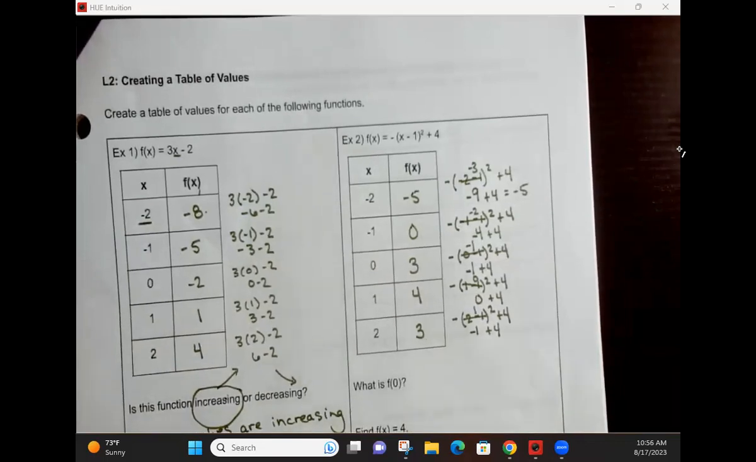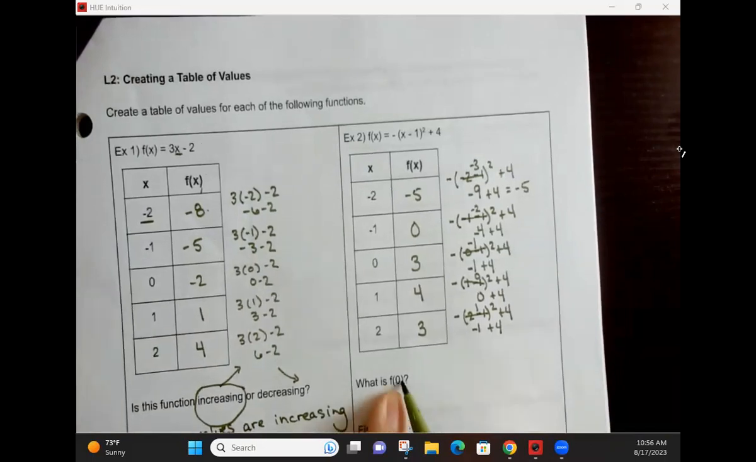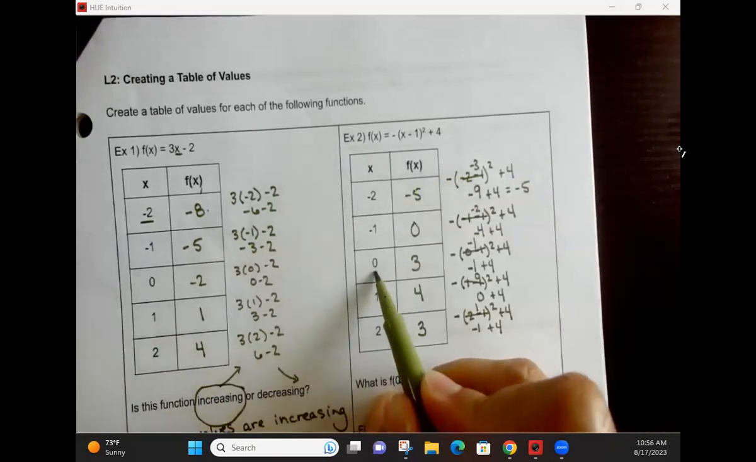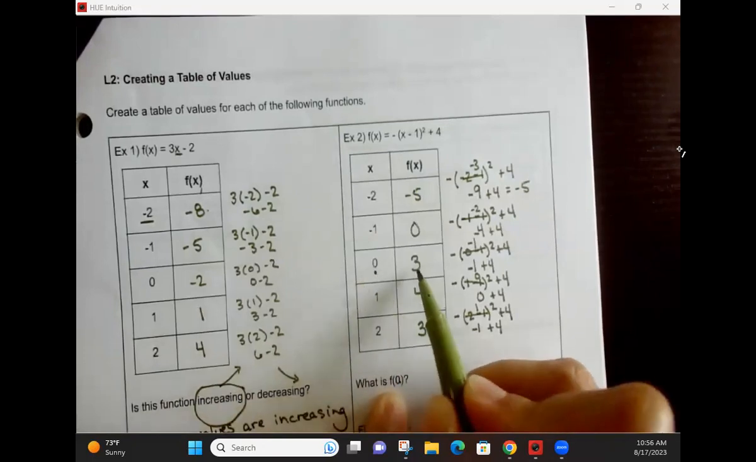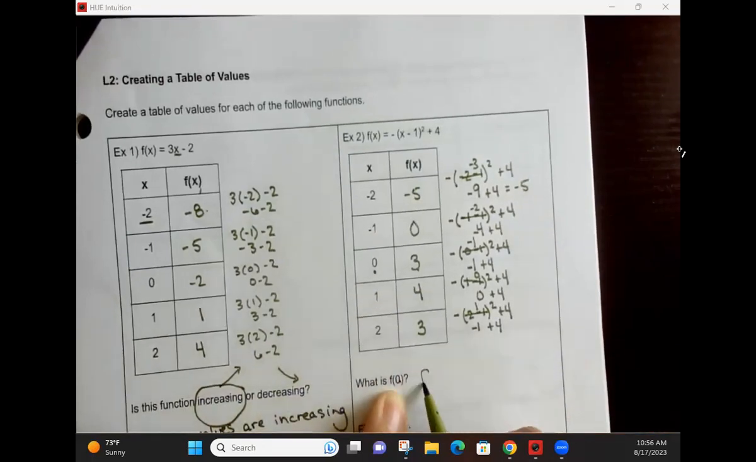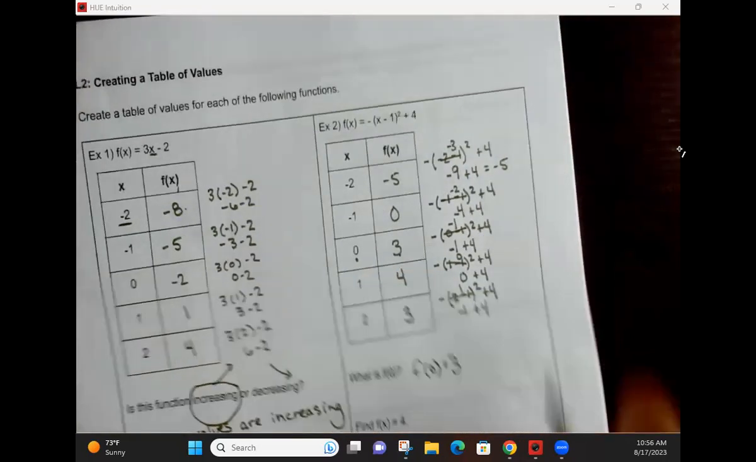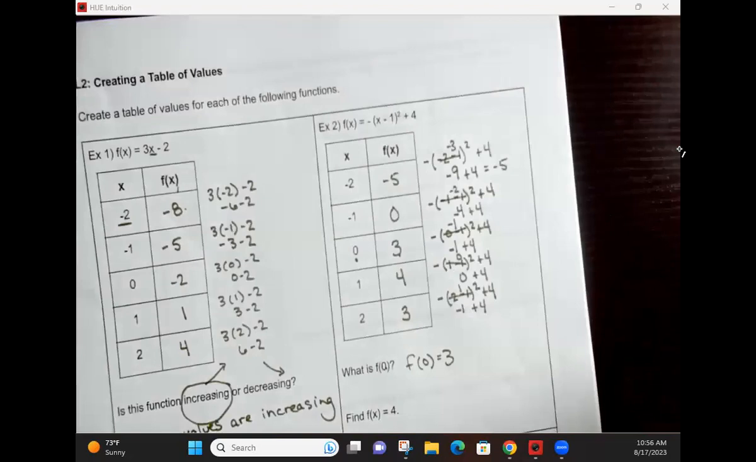What's f of 0? This time, though, I've got a whole table of values already. Yesterday, when I asked you what's f of 0, what's f of 2, we had to take that and plug it into our function. If I've got a table of values, I already know that. I already know what f of 0 is. I can just go to where x is 0 and report that y. F of 0 is 3. I don't have to plug it in again. We've already done that.